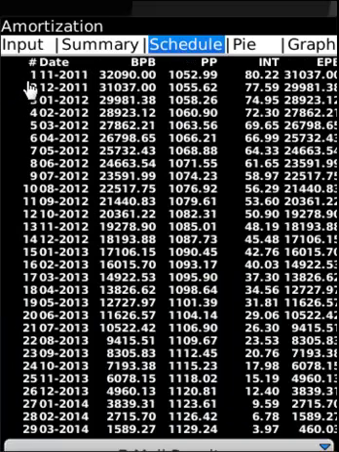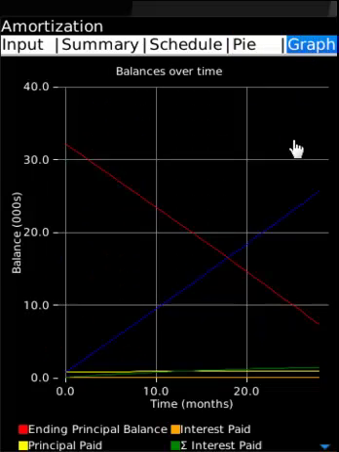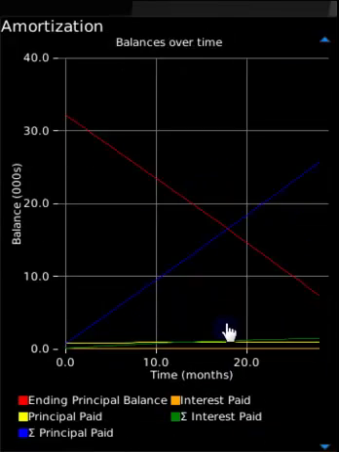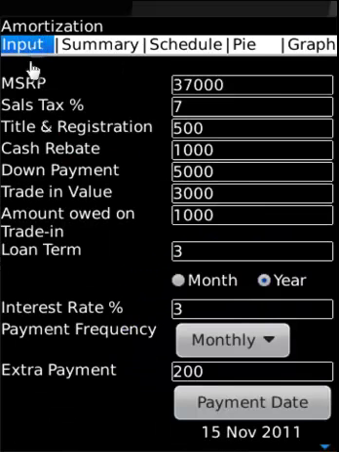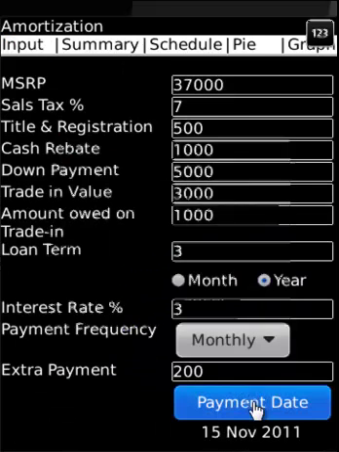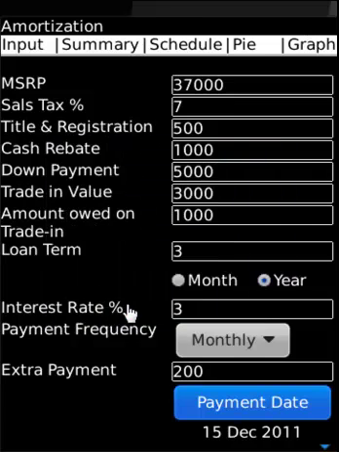Similarly, loan schedule: serial number, date, beginning principal balance, principal paid, interest paid, ending principal balance. This is a pie chart of the interest versus the principal. This is the graph of various balances: ending principal balance, interest paid, principal paid, cumulative interest paid, and cumulative principal paid. And you can actually change the start date of the loan payment if you like.